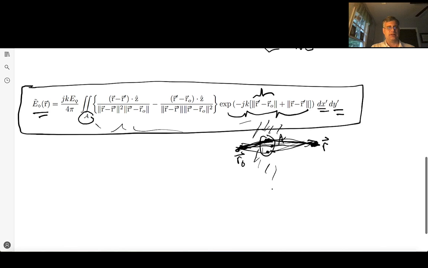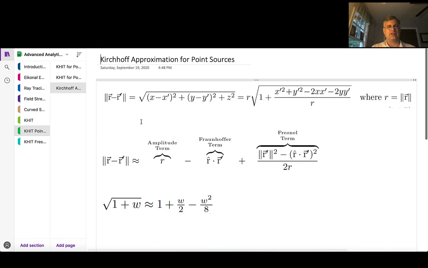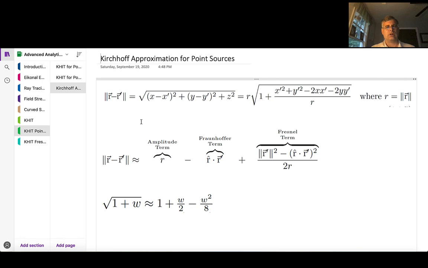Okay. So, where does that leave us? Well, in the next lecture, we're going to take a look at how to solve that. There are several different regions which involve different layers of approximation. You can try to integrate that numerically, which is not as difficult as it used to be using a computer. And that pretty much allows you to integrate KHIT and solve for fields anywhere that you want.